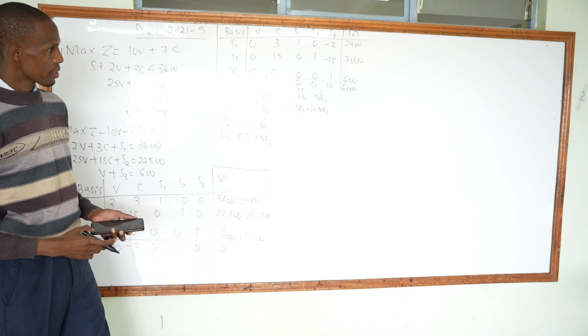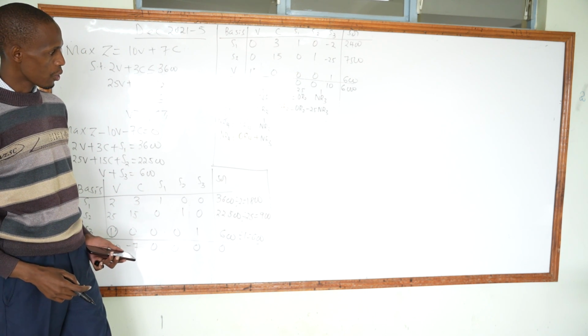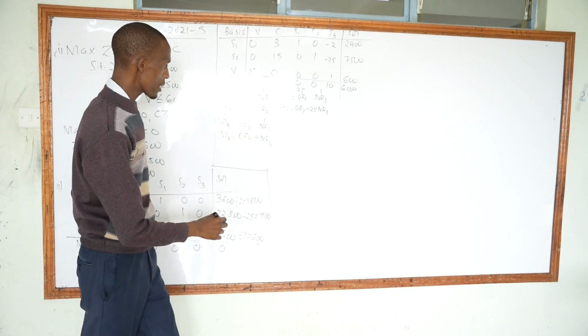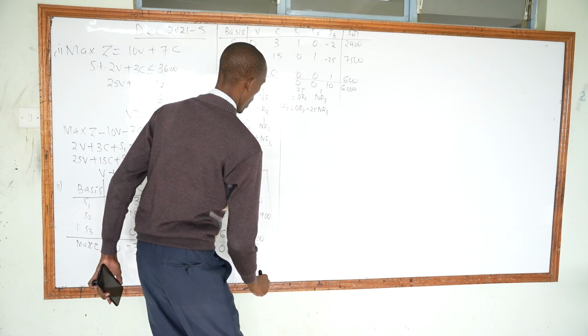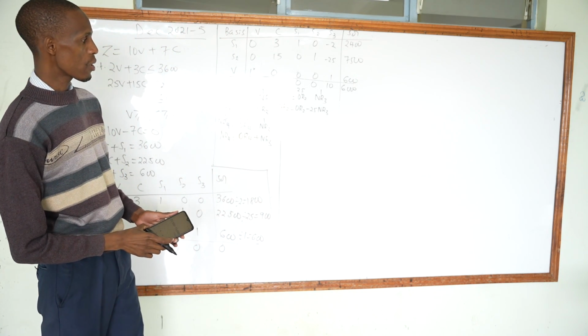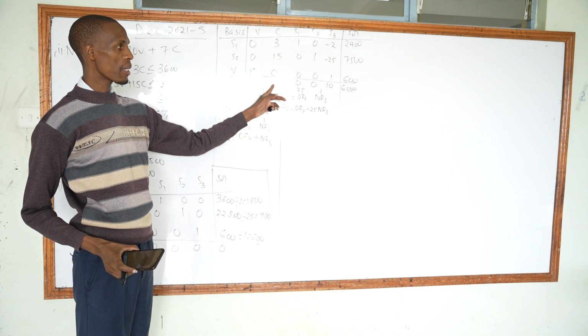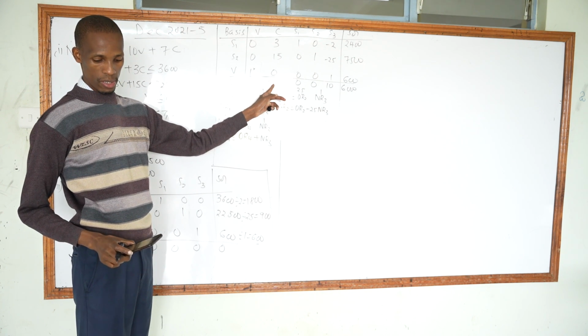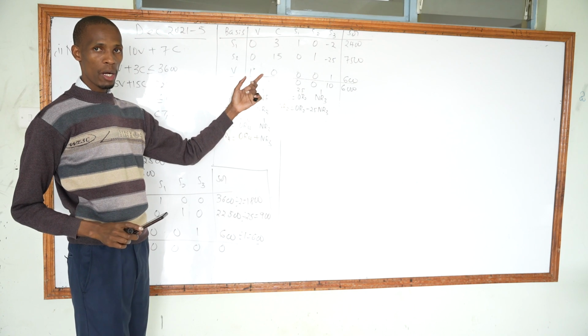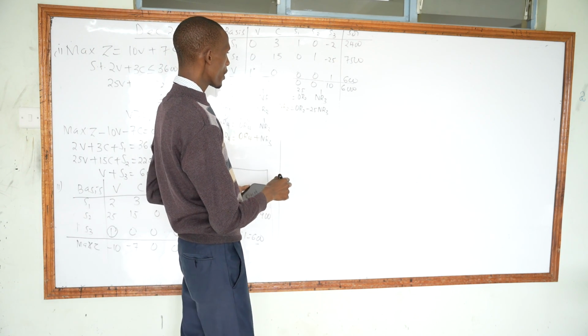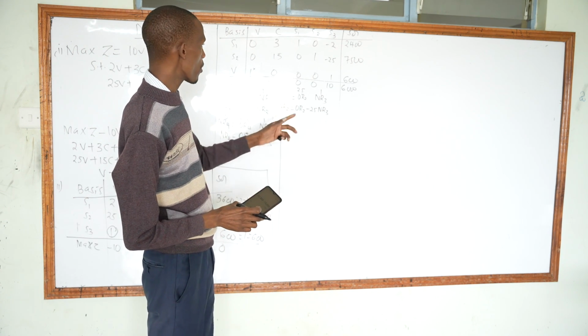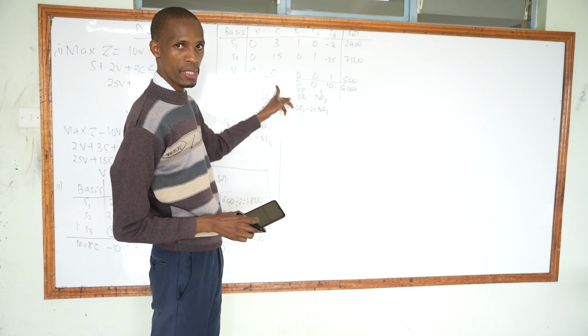The question is, have we come to the optimum or not? Have we reached the optimum? I would say no. Why say no? As long as you can see the negative value, we are yet to come to the optimum. But how do you know which is the pivot column? The pivot column is where we have the negative.